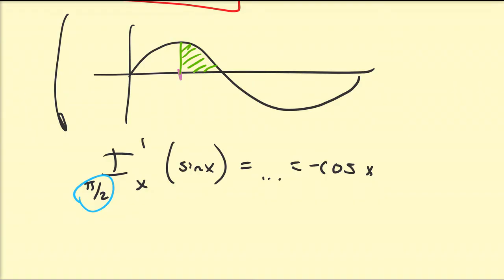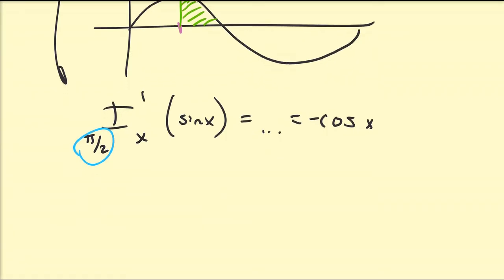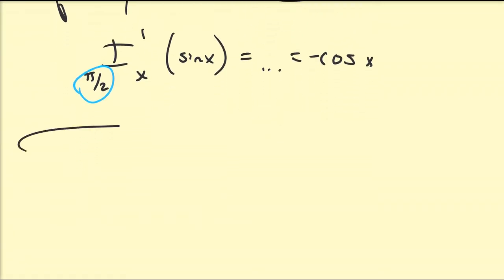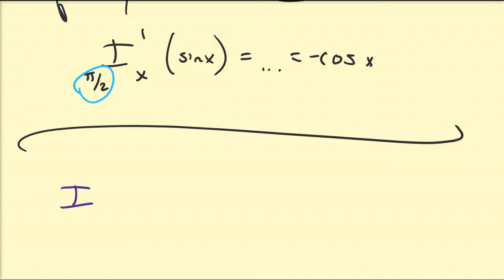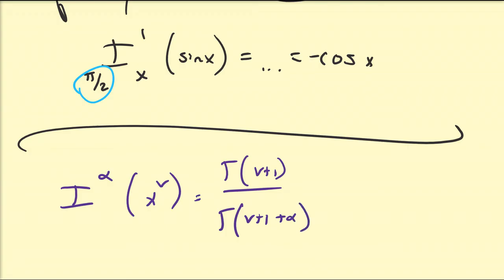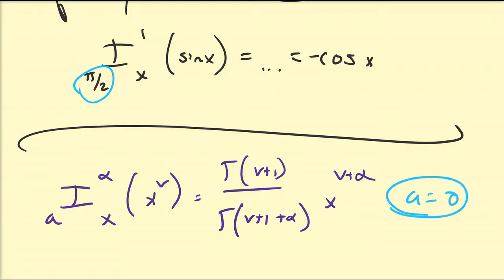Therefore, this base point definitely does matter and completely changes what these fractional integrals or fractional derivatives should actually be. So let's summarize some of the things we've mentioned here. We've already shown that the fractional integral of x to the nu is equal to gamma of nu plus 1 over gamma of nu plus 1 plus alpha, times x to the power of nu plus alpha. And we already showed that this is true with base point a only if a is equal to 0.